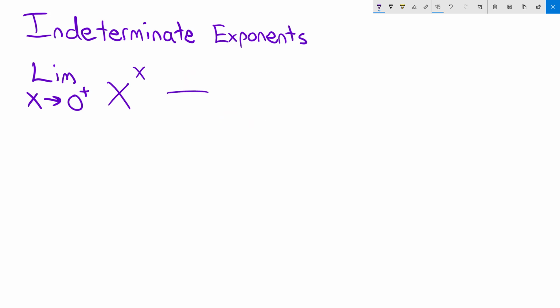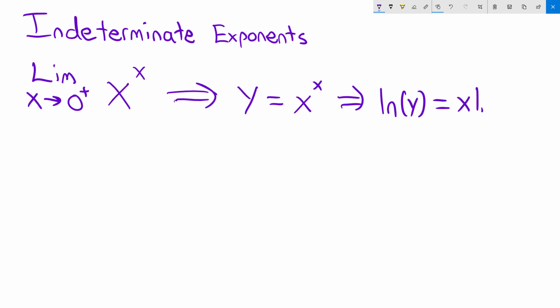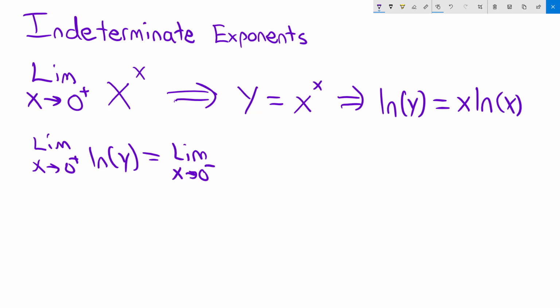So, as we wrote before, let's consider renaming this expression. Let's call it y, and that is equal to x raised to the x. We could take a natural log of both sides and get natural log of y equals x times the natural log of x. So the limit as x approaches 0 from the right of the natural log of y is the same as the limit as x approaches 0 from the right of x times the natural log of x. And this is our indeterminate product of 0 times negative infinity.